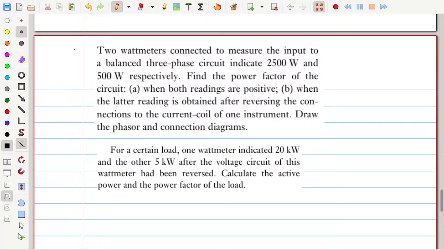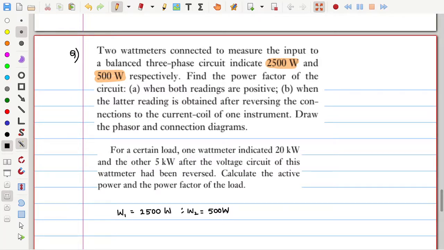See here the next question. The wattmeter readings are given as 2500 and 500 respectively. Which one you take as W1 and which as W2 is your wish; no stringent constraint is there on that. So I can take the first one as W1, which is equal to 2500 watts, and another one as W2, which is equal to 500 watts.